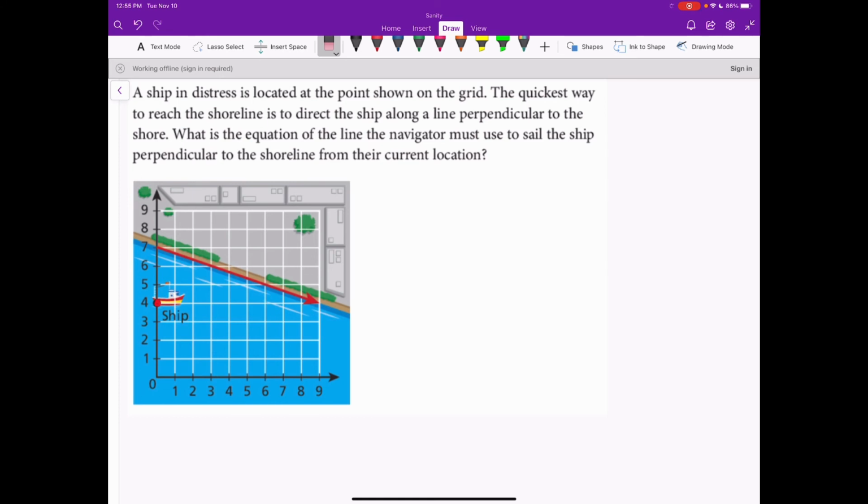This is one of my favorite word problems that we can do. A ship is in distress located at the point shown on the grid. So the ship is currently at this point over here at 0, 4. The quickest way to reach the shoreline is to direct the ship along a line that is perpendicular to the shore. And we see that the shoreline is represented by this red line going right through here.